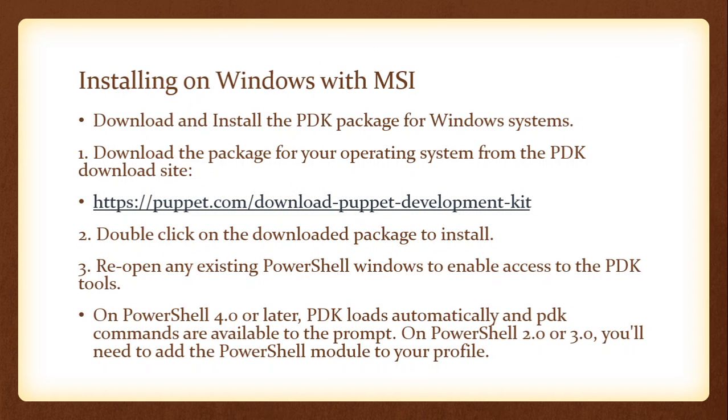Installing with the MSI is very simple. We download and install the PDK package for Windows. Here's the link to it. We double click it and install it. We reopen any existing PowerShell windows to enable the PDK. Now on PowerShell 4.0 or later, the PDK automatically loads and the PDK commands are available in the prompt. On PowerShell 2.0 or 3.0, you'll have to add the module to your profile.